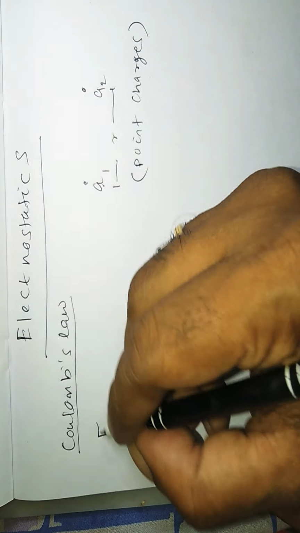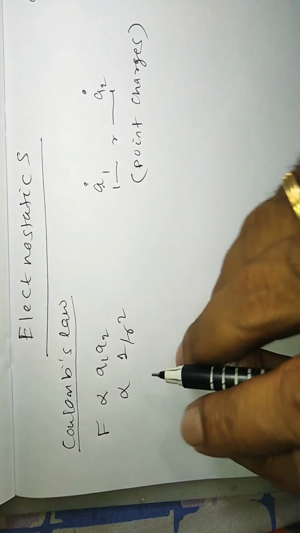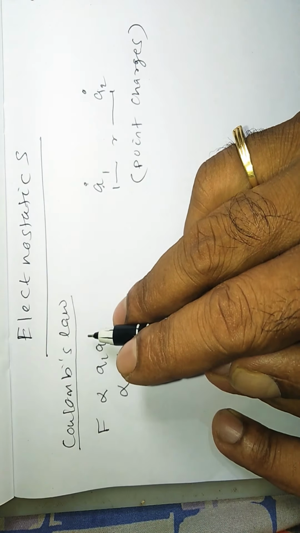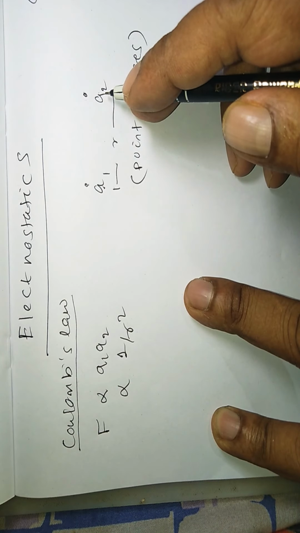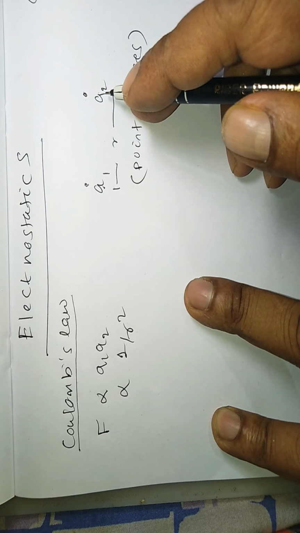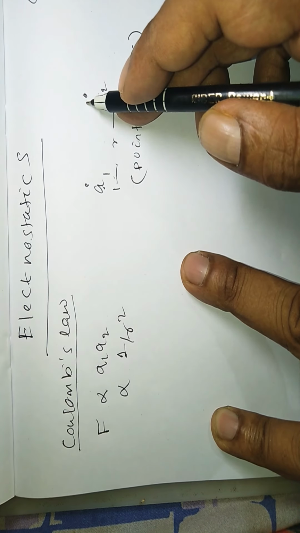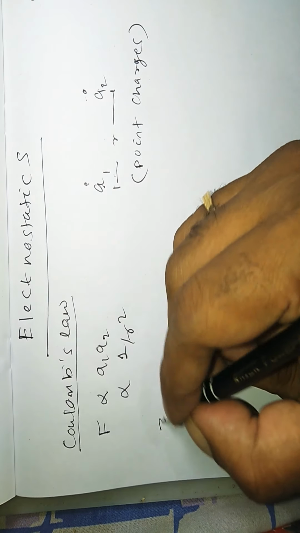Then Coulomb's law states that F is proportional to q1 q2, and F is proportional to 1 by r square. What is F here? F is the electrostatic force. Coulomb's law is only applicable when both the charges are at rest with respect to each other, and both the charges should be point charges. Clear? So this is the statement of Coulomb's law.